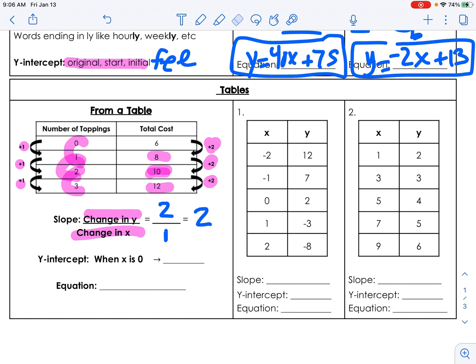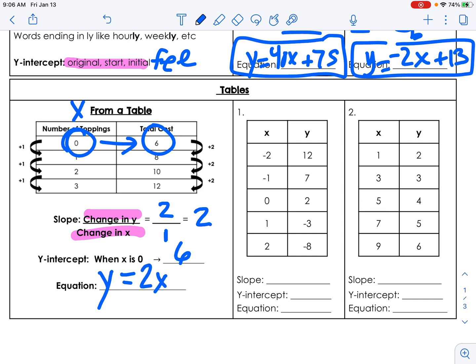Your y-intercept occurs when x is 0. So you've got to look for when the x is 0. When x is 0, here your y is 6. Now we have enough information to write our equation. Y equals 2x, because the slope gets the x, plus 6.